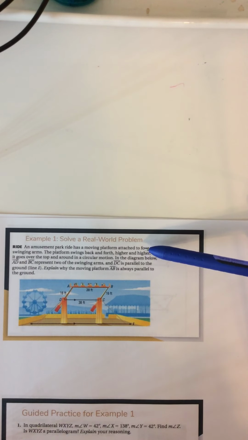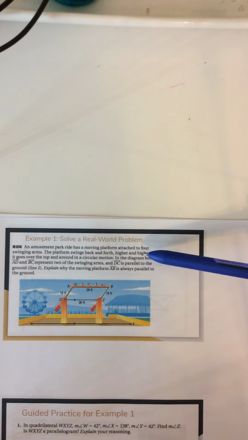We have a real world type application problem. We have an amusement park ride that has a moving platform attached to 4 swinging arms. The platform swings back and forth higher and higher until it goes over the top and around in a circular motion. In the diagram below, AD and BC represent the 2 swinging arms, and they don't change length. They're 16 feet. They stay 16 feet, so they're congruent.